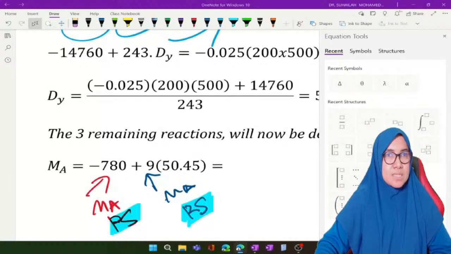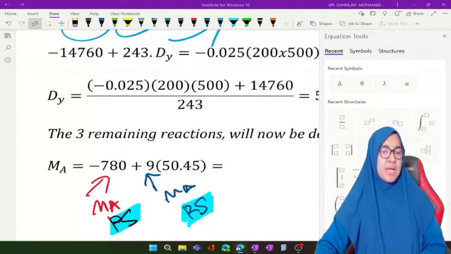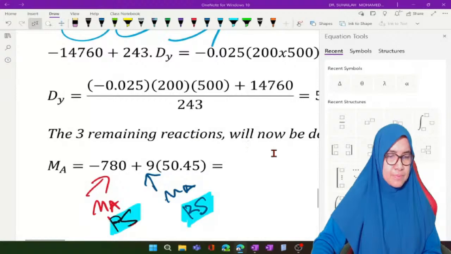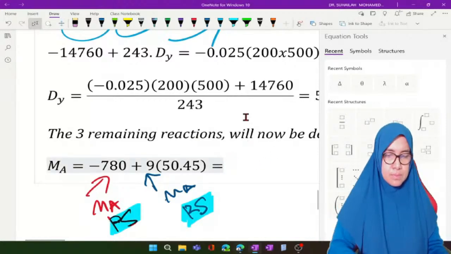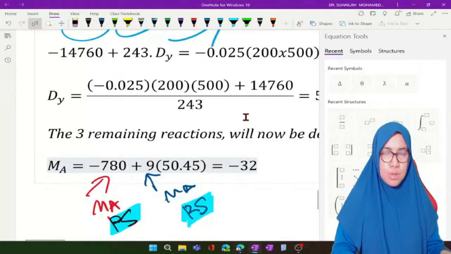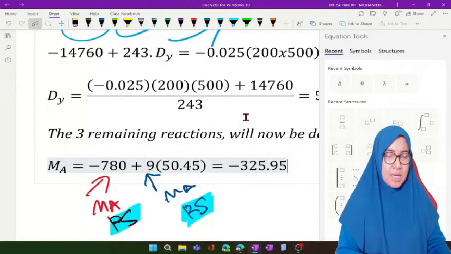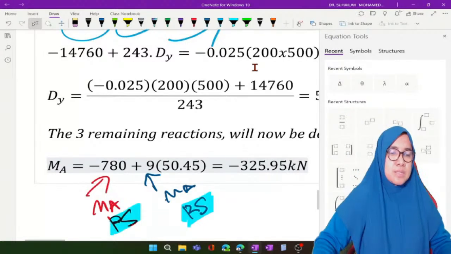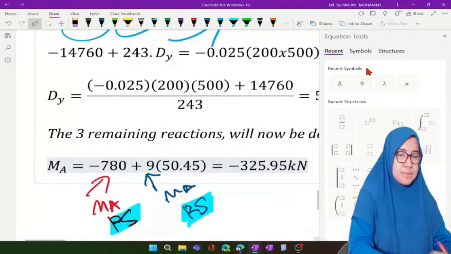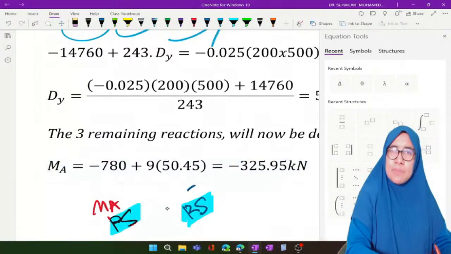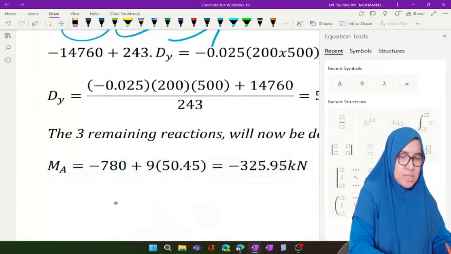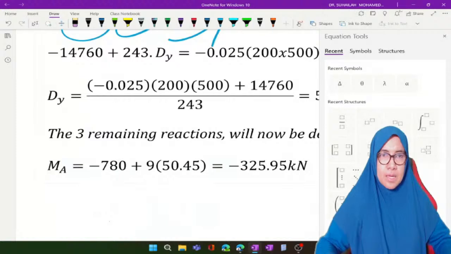What is the answer? Negative 325.95, correct. Okay, it is negative 325.95 kilonewton. If you don't believe this, please recheck using the equilibrium equation.